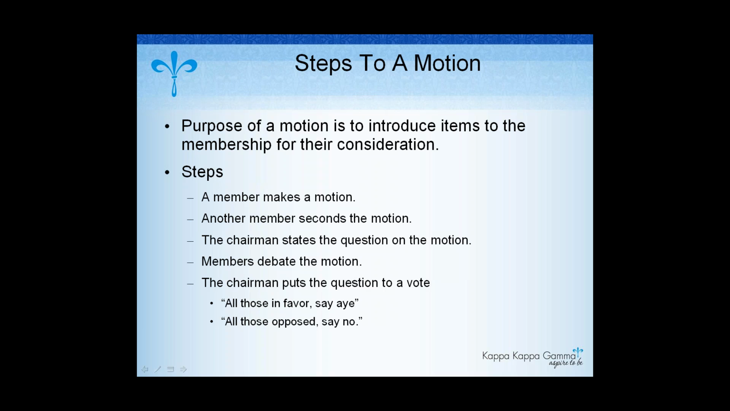So what we're going to do is go through the steps of a motion in words, and then I have a chart that shows clearly what the words are and who says each of them. The purpose of a motion is to introduce new items to the membership for consideration. A member is the person who makes a motion, and motions are always positive, and it has to come from the membership. The chairman cannot make the motion. The chairman can ask for a motion, but they don't make them.